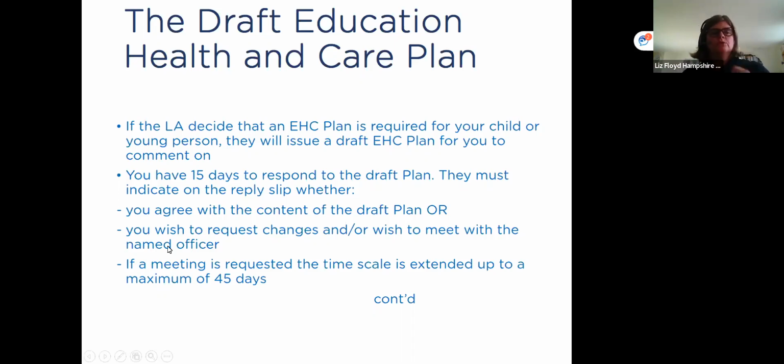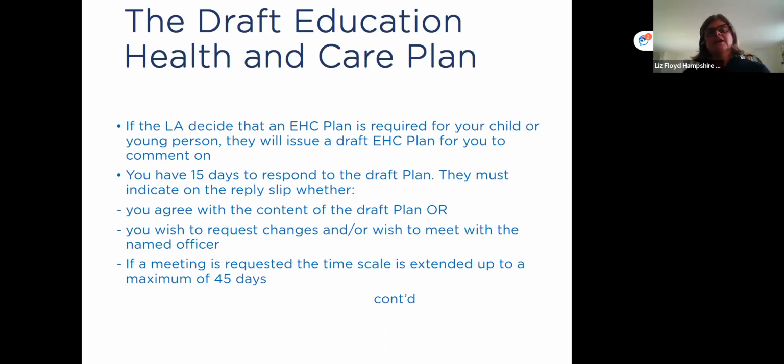Okay, you also need to see whether you agree with what they say. Have they incorporated your views into it? Your views should be present there on that plan, as should your child's views, or the young person's views. It should be a representation of your child or yourself if you're over 16.